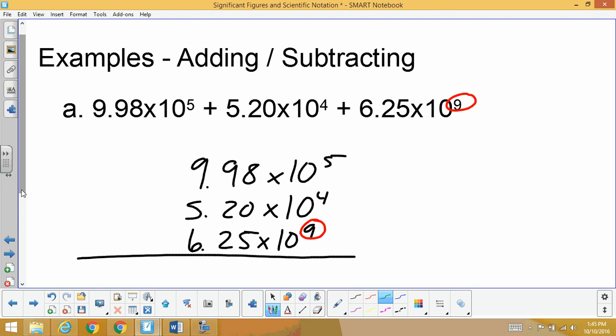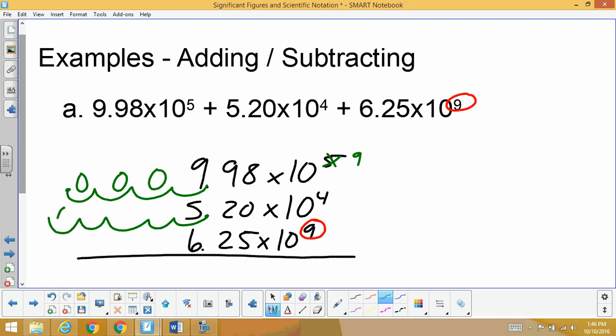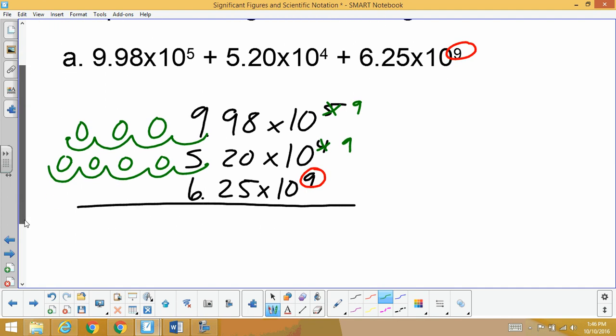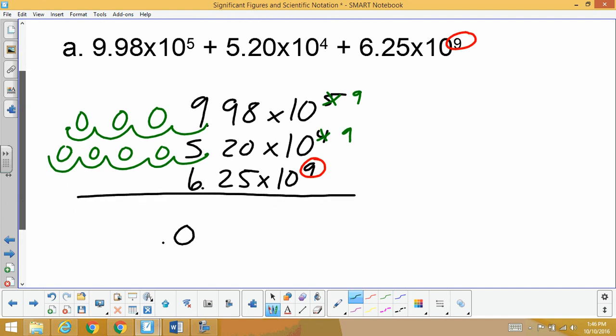So we take the first number, times 10 to the 5th, and move it over 4, so this becomes the 6th, the 7th, the 8th, the 9th. We add placeholders. Now we have a times 10 to the 9th. Move the next one over, so we start with 4, 5, 6, 7, 8, 9. Add our placeholders. It's now times 10 to the 9th. To make this a little easier to read, we rewrite it as 0.0000998 times 10 to the 9th.